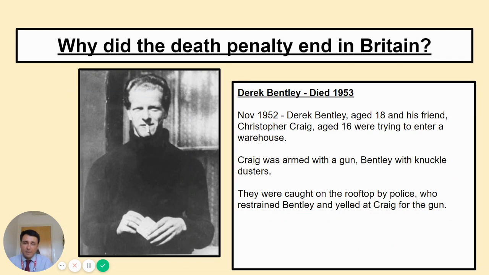Our second case study, you might have heard of this one before, Derek Bentley. Derek Bentley died in 1953. Now, November 1952, Derek Bentley, aged 18, and his friend Christopher Craig, aged 16, were trying to enter a confectionery warehouse at night. They were trying to break in. Now, they'd armed themselves. Craig was armed with a gun, and Bentley was armed with knuckle dusters in case he got into a fist fight.